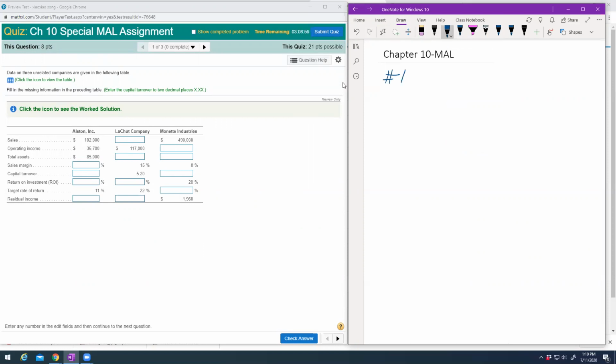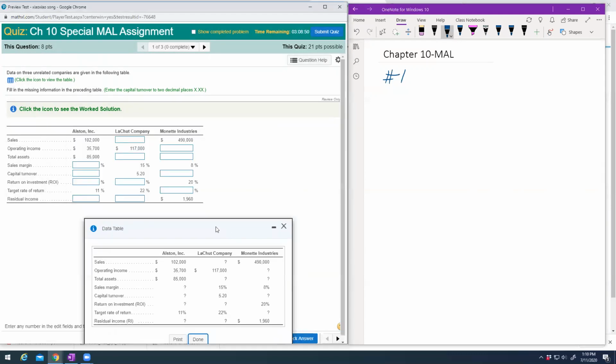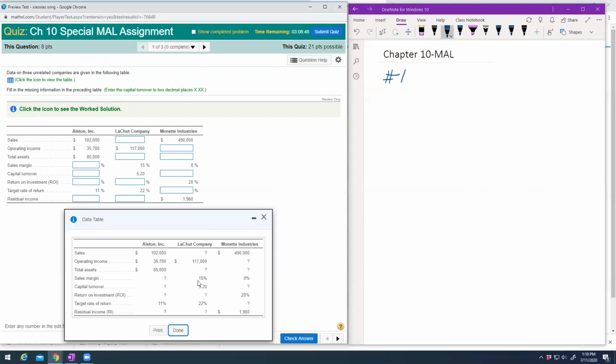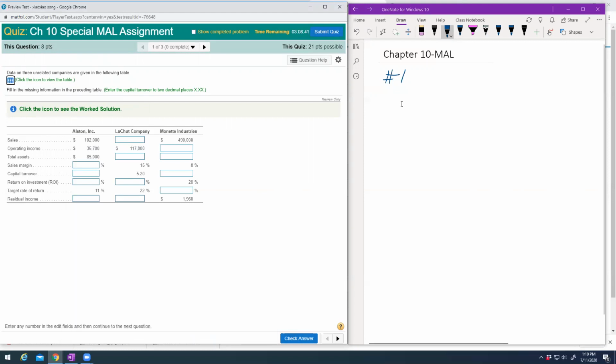So you have all the data, enter the capital turnover to 2 decimal. Okay, so let's look at it here. Oh, it's the same. So we don't need this. So what do we need? First thing is you put all the formula there.